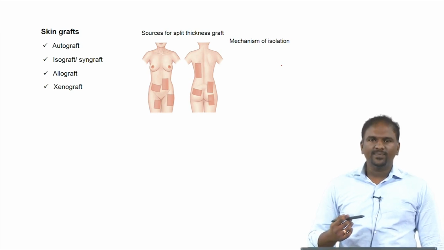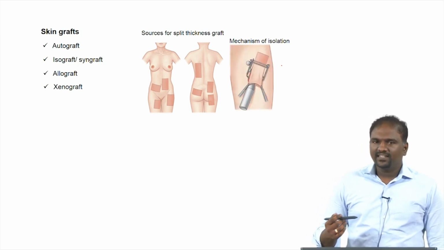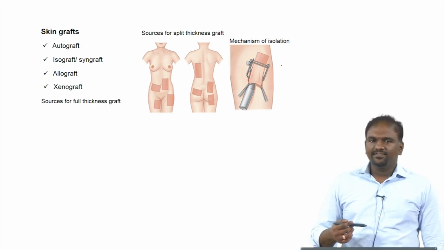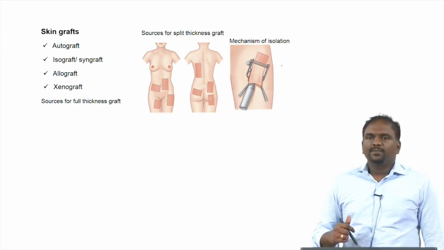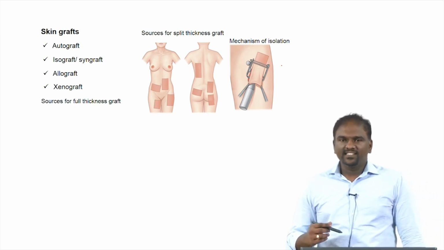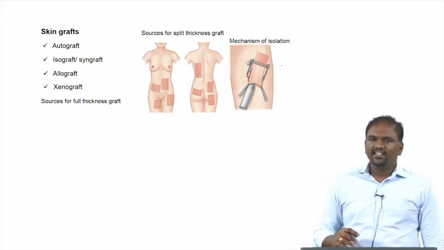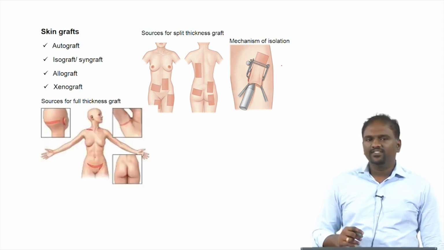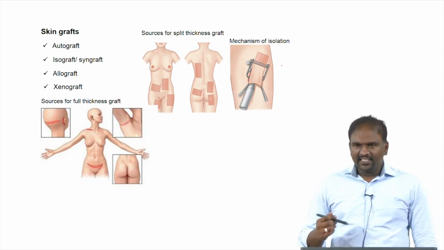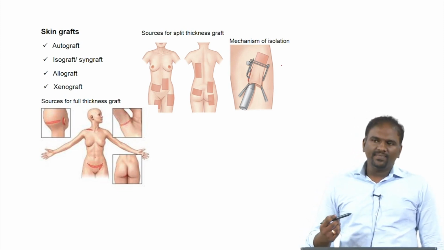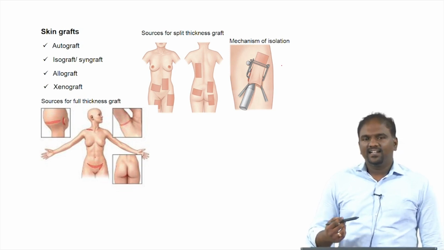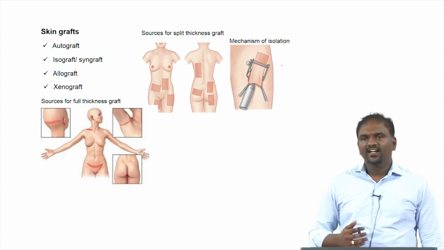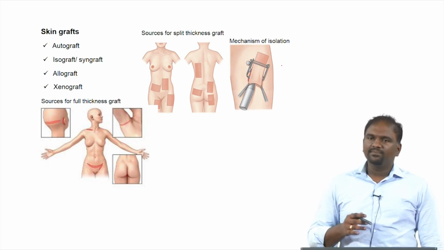As I told, the split thickness graft involves only the epidermis part. For this, they use a dermatome to cut the slice. That slice is further meshed, and they place it onto the wound site. Then we have the sources for the full thickness graft. In the full thickness graft, they cut the graft from the back side of the head, the buttocks and also the armpits. From these portions they can get the full thickness graft. A full thickness graft is like excision of the complete part of the skin.